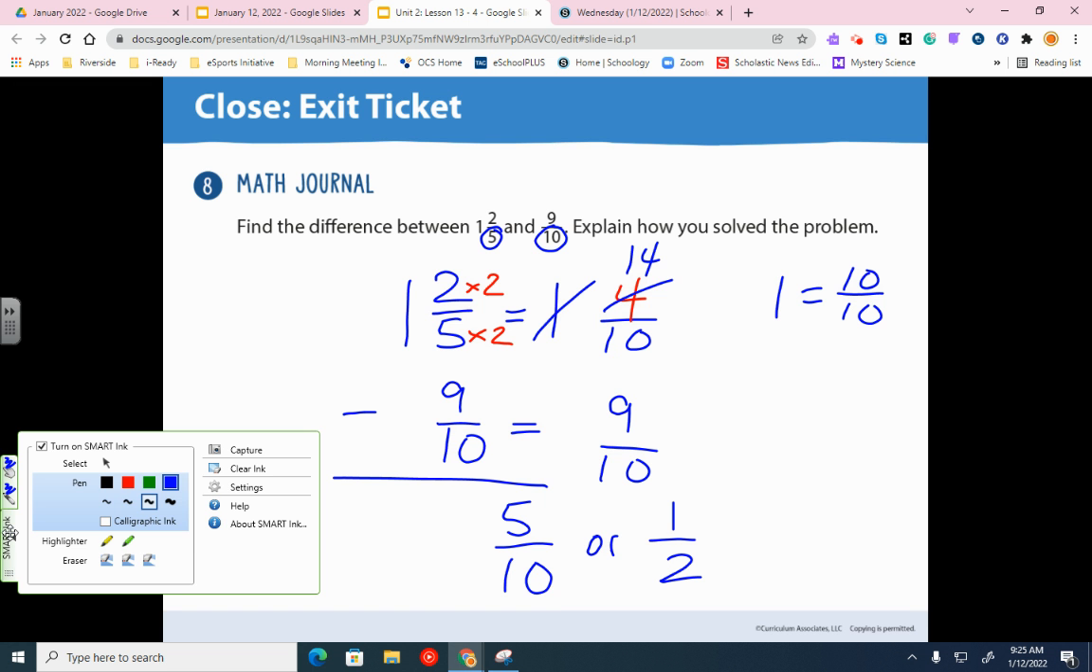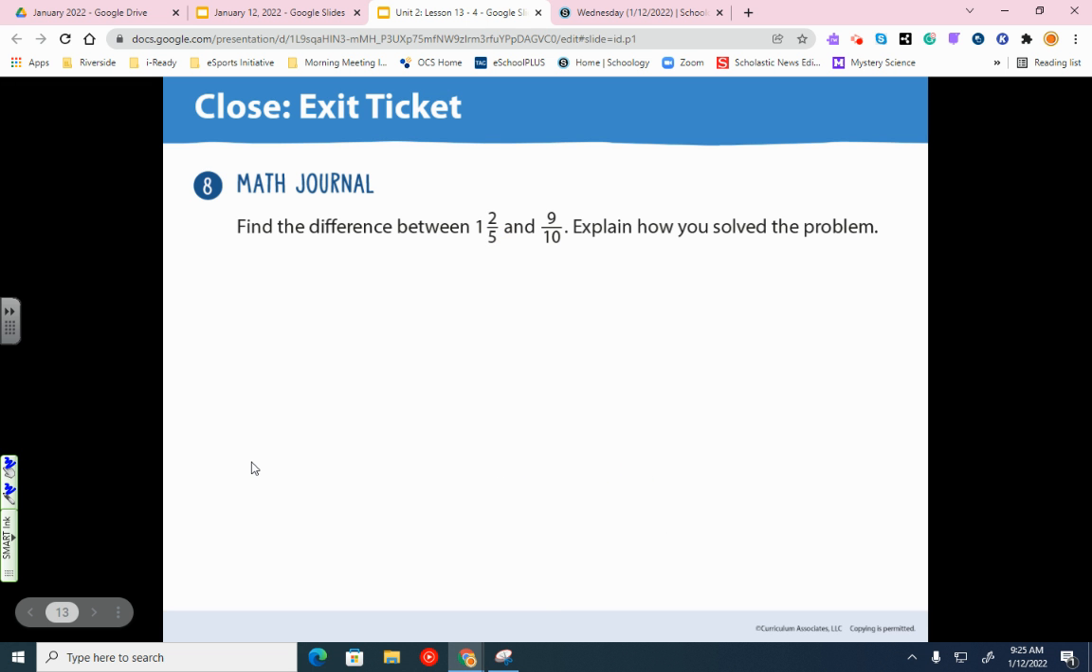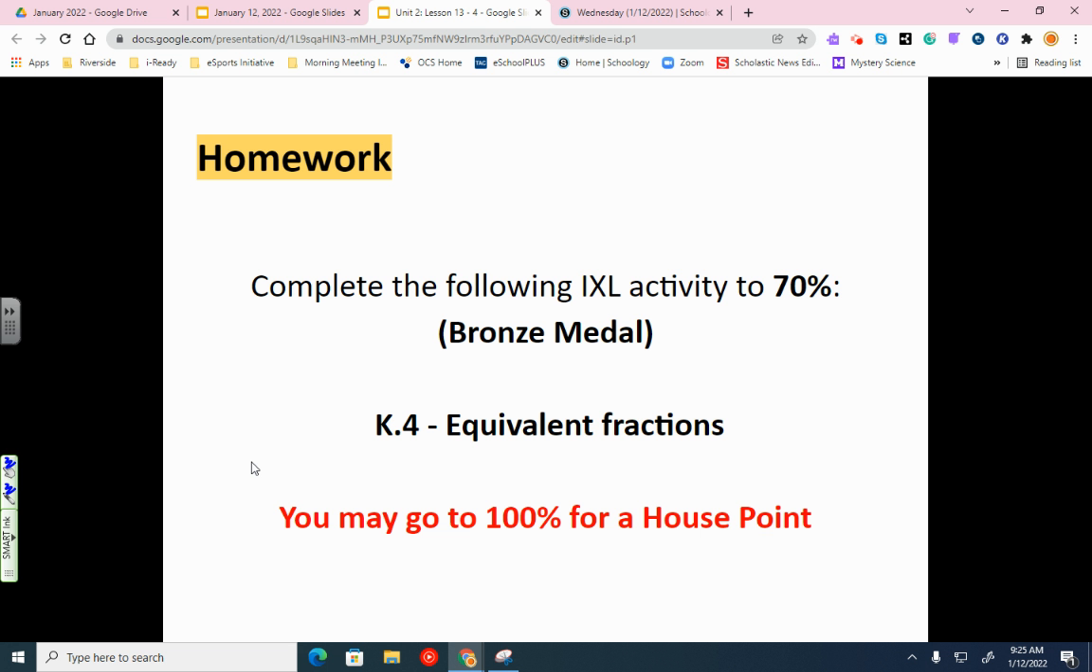All right. And that's it for knowing all you need to know for subtracting fractions. So in fact, we'll just use some IXL for practice today with doing more equivalent fractions. 70% is for completing the assignment, 100% for a house point. Just get a hold of me if you have any questions, and I'll be happy to help.